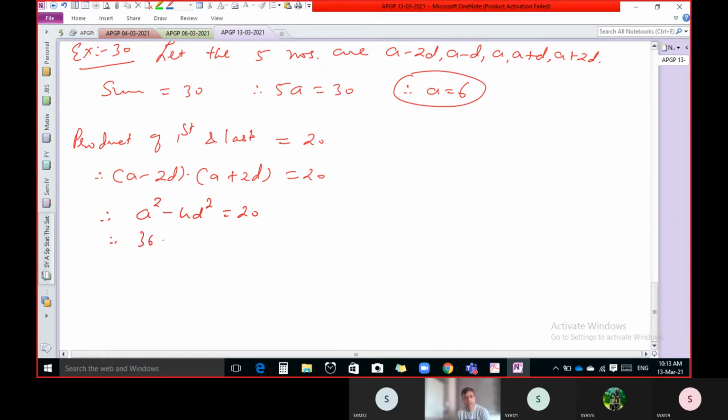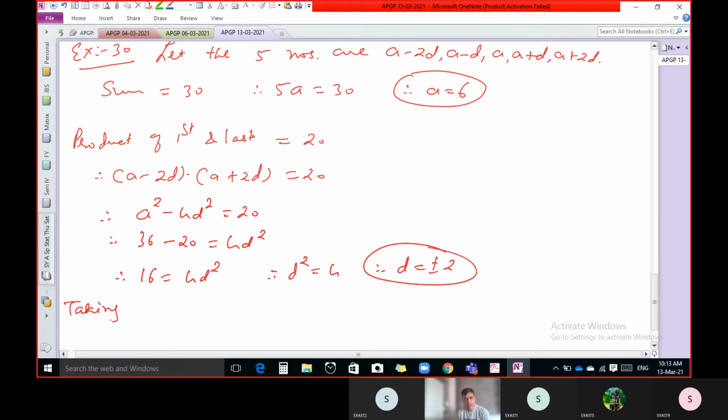6 square is 36 minus 20. Take 4d square to the other side. So we get 16 equal to 4d square. Divide by 4. And we get d equal to plus or minus 2. Now taking a equal to 6 and d equal to 2.